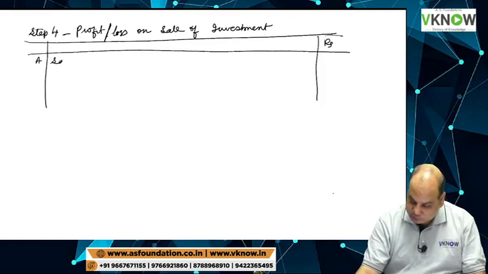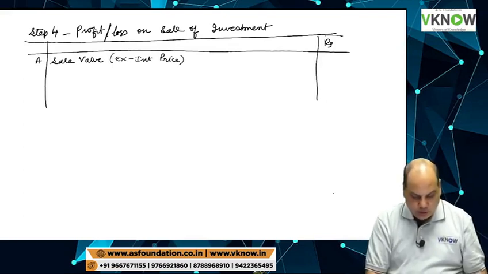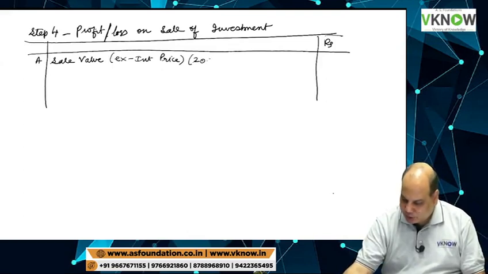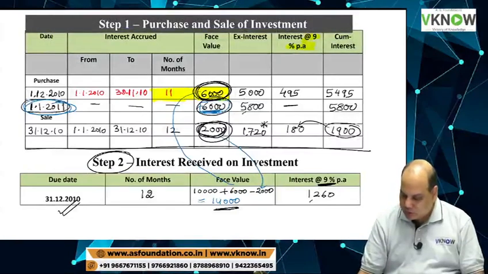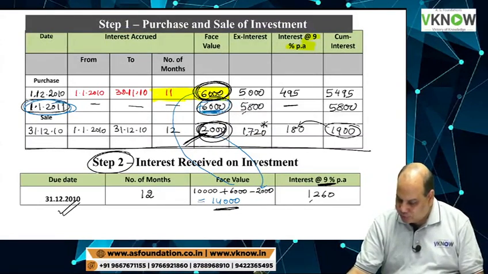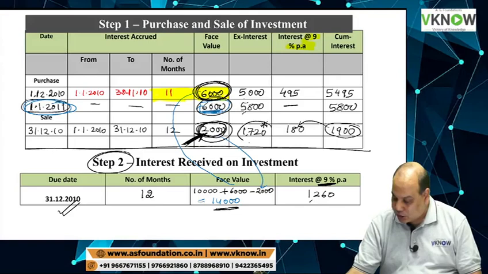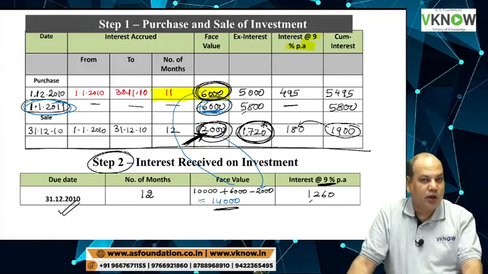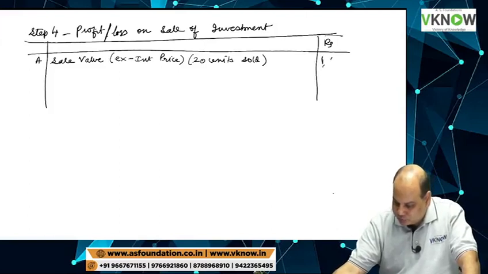So first you write down sale value. Sale value you will always write ex-interest price. And how many quantity you have sold? 20 units sold. On the screen I will tell you. Come to this step number 1. You have sold here face value of 2000 divided by 100, 20 units, at an ex-interest price of 1720. So your sale value is 1720. In bracket write down refer step 1 or working note 1.